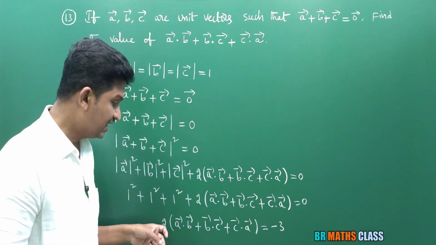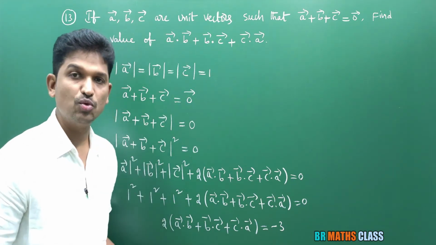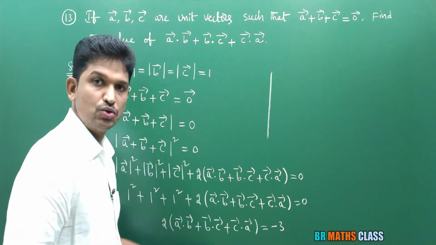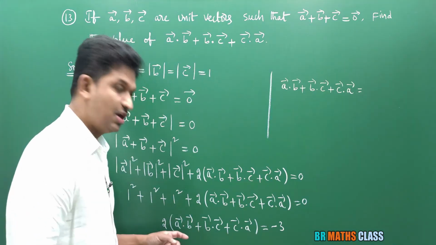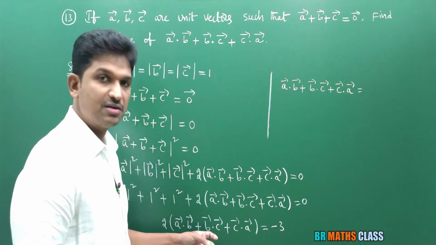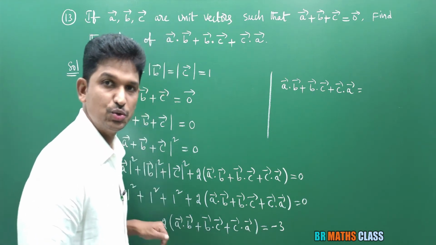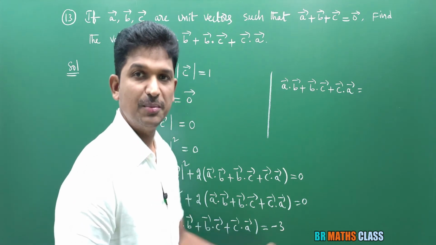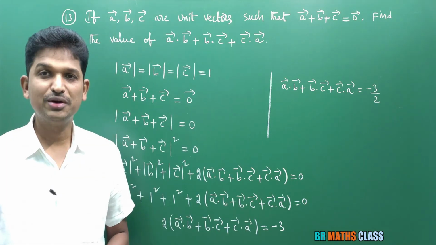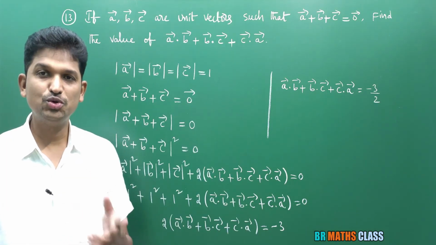Now what I'll do, I'll take this 2 to the other side. If I take this 2 to the right hand side, then what I'll get? A bar dot B bar plus B bar dot C bar plus C bar dot A bar is minus 3 divided by 2. Take this 2 to this side, you will get minus 3 divided by 2. I hope you understand this. Now we will move to next question.